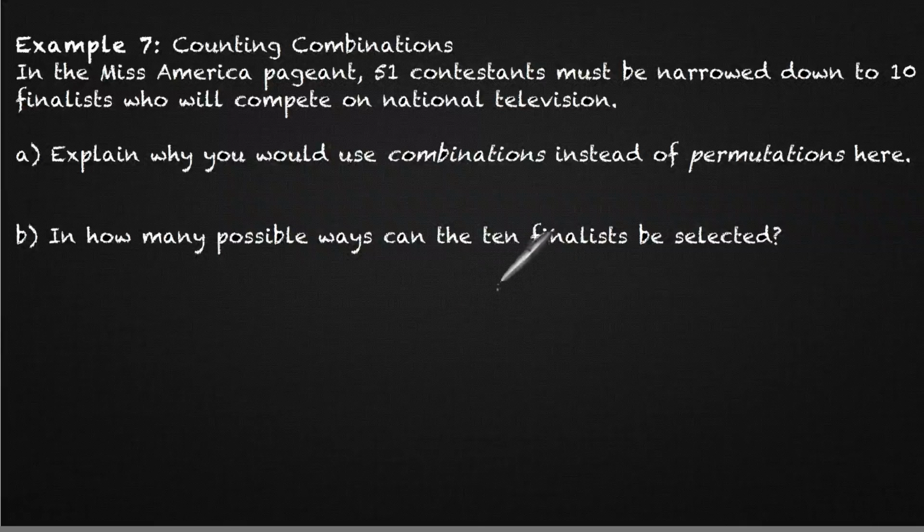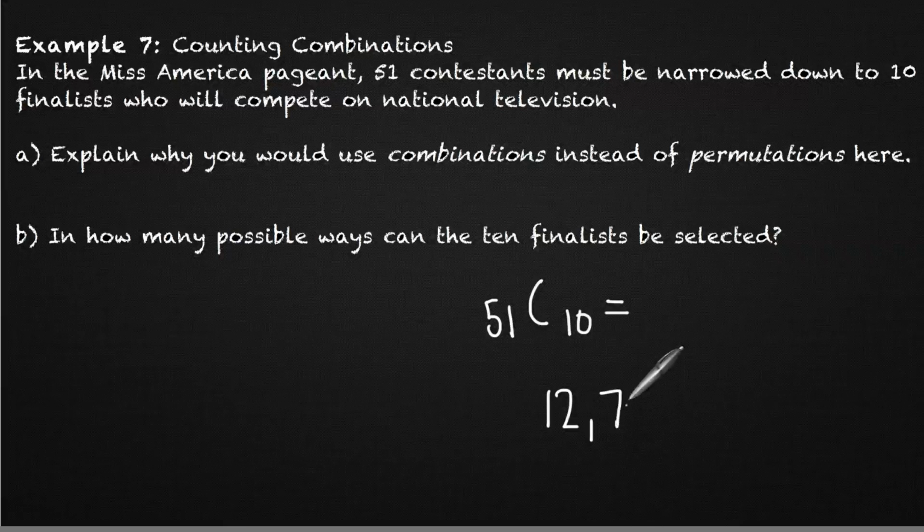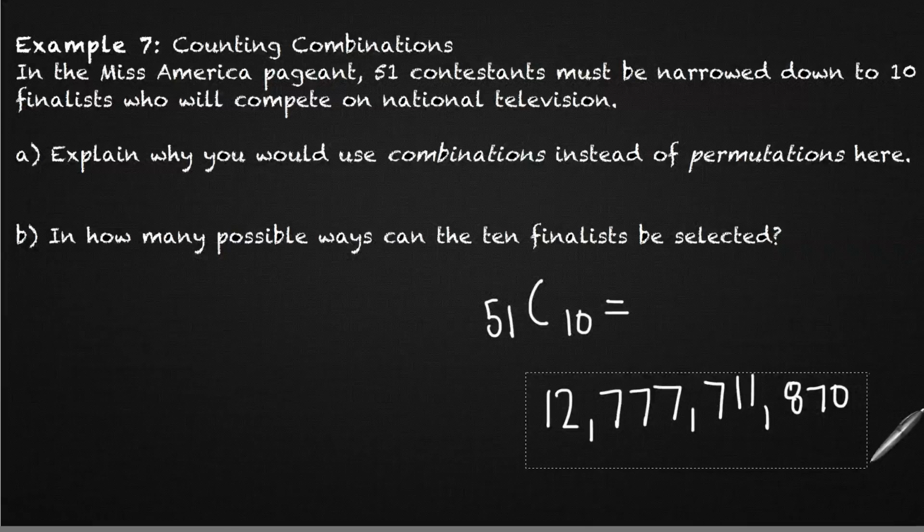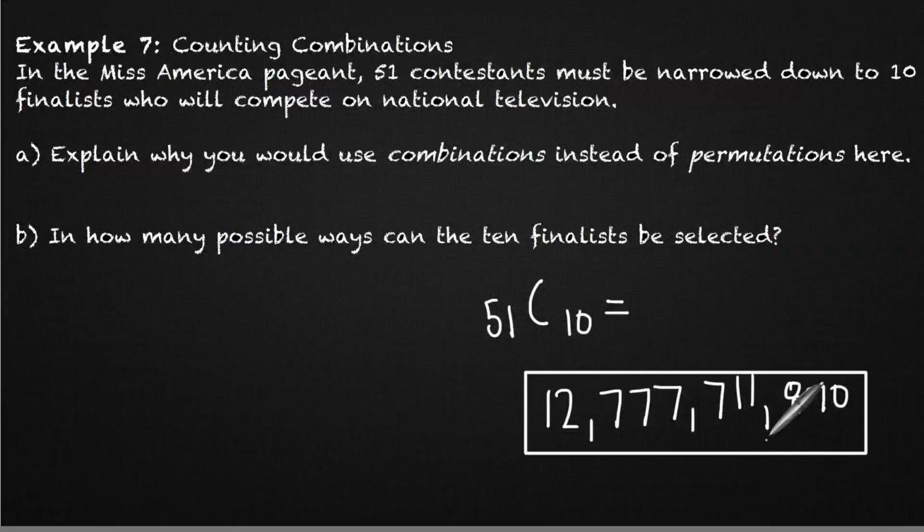Now, in how many possible ways can the 10 finalists be selected? Well, that's going to be 51 combination 10. So that's going to be 51 choosing 10, and that's how we normally describe this. Letter C, 51 choosing 10. And that is going to end up giving us, if we use our calculator, 12 billion, let's write it down here, 12,777,711,870. Wow, that is a huge number. And that just goes to show you that there's a lot of different combinations and ways that some of these objects can be arranged.